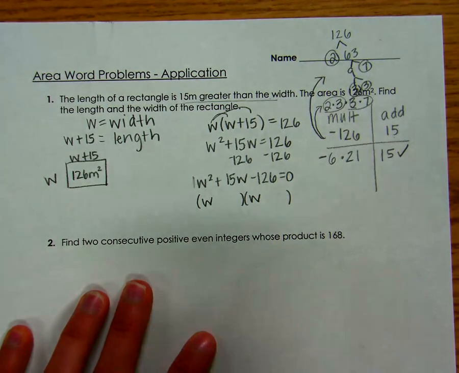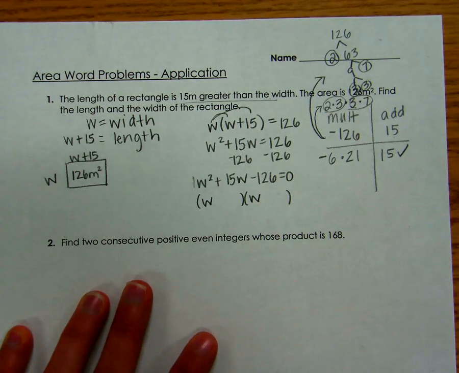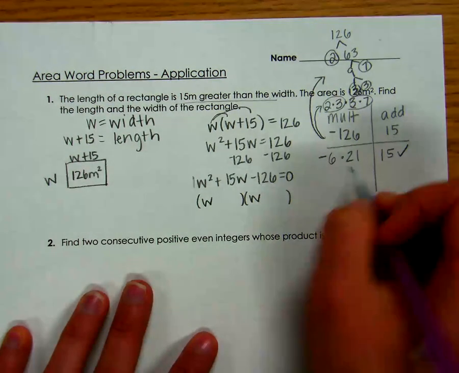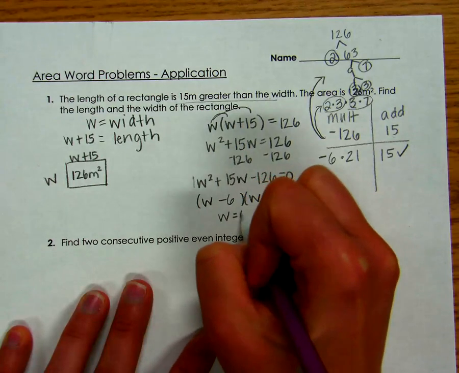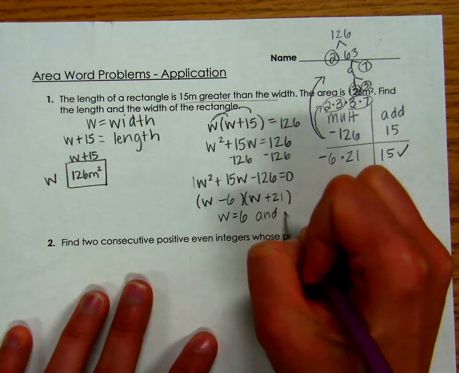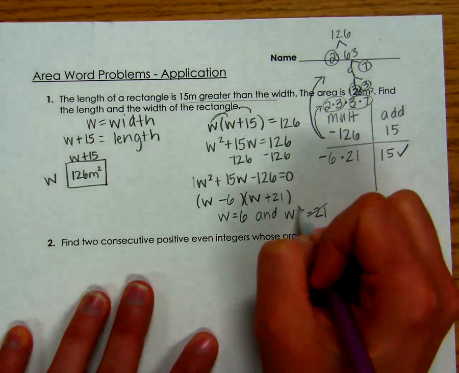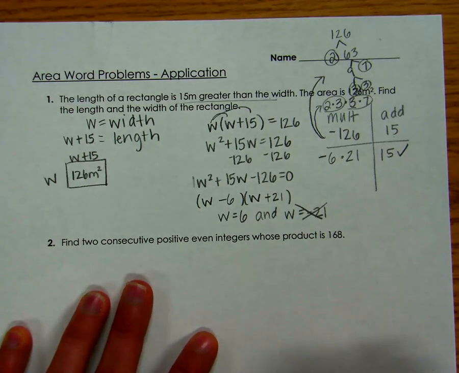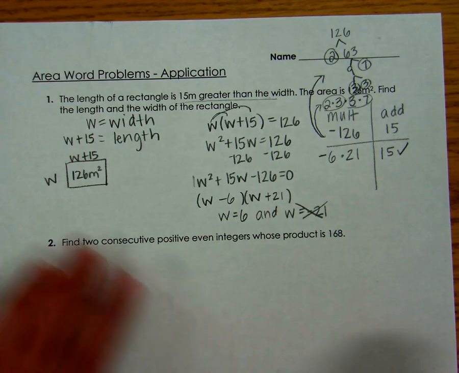So lucky us, that worked out beautifully for the first guess, even though we did a little bit of legwork to make it easier. So I have minus 6 and plus 21. W equals 6 and W equals negative 21. This doesn't make sense in the context of our problem. We can't have a negative width. So I'm going to leave that out as even an option right now.